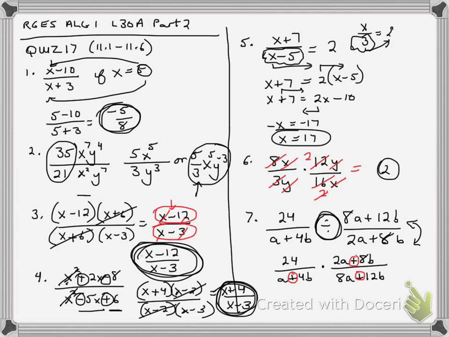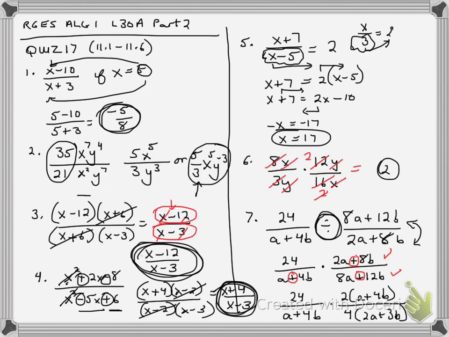I can't just start canceling things because I have a plus sign. I can only cancel factors. So let's factor anything we can. We can convert this to a factor and this to a factor by taking out a monomial term. Now I have some factors, and so now I can start canceling.